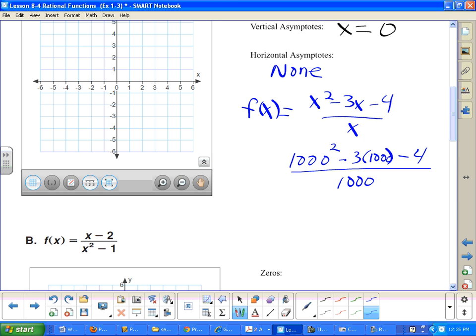There's not much effect there, is there? Because we're talking about if I square 1,000, I get 1,000,000, right? Okay. If I subtract 4 from 1,000,000, are you going to be disappointed if you have $1 million and somebody takes $4 away from you? Are you really going to care? No. Okay? 3 times 1,000 is 3,000. Are you going to care if you have $1 million if somebody takes $3,000 from you?